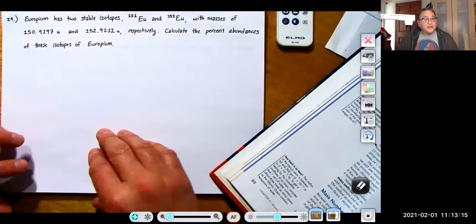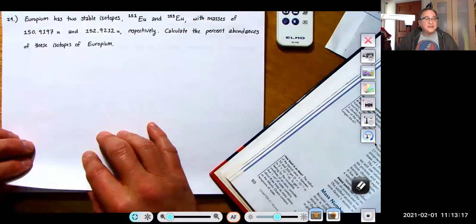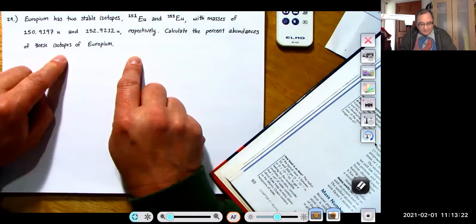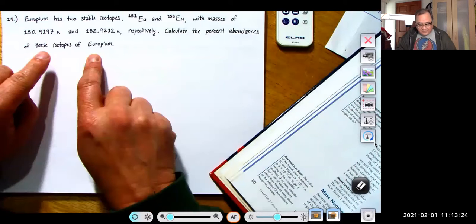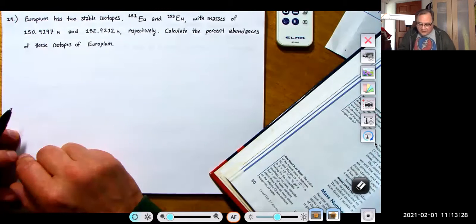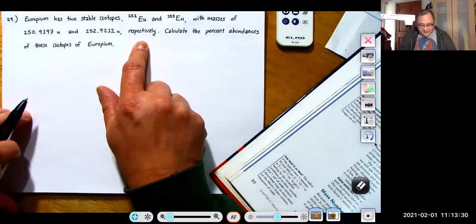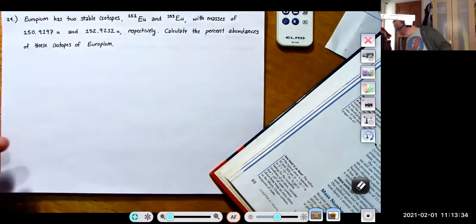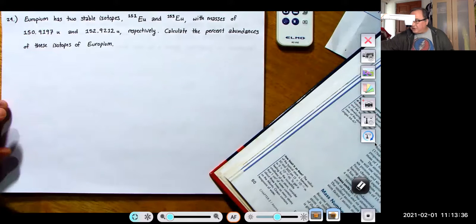Take a look at this one. Can you see how we're doing this again? Only this says calculate the percent abundances of these isotopes. So we have two stable isotopes. We want the percent abundance. How do we do that? Well, this is a tricky one. Let me show you how you do it.